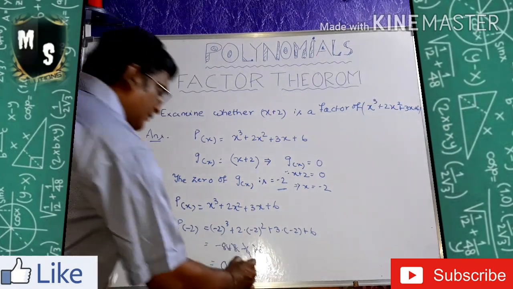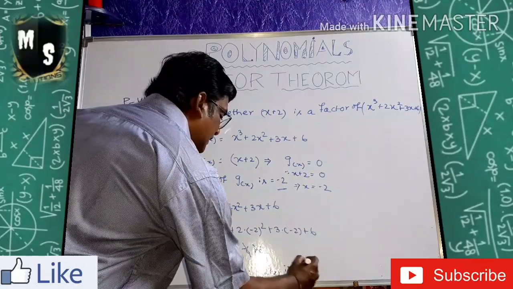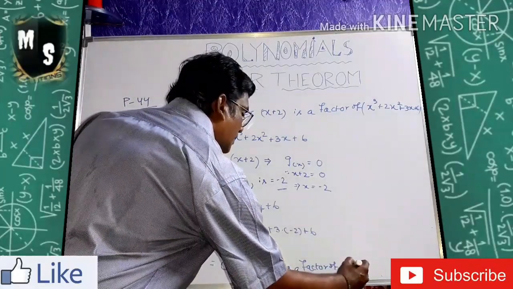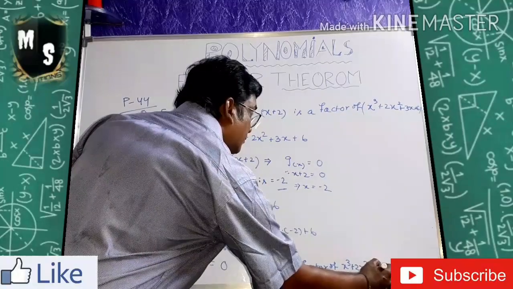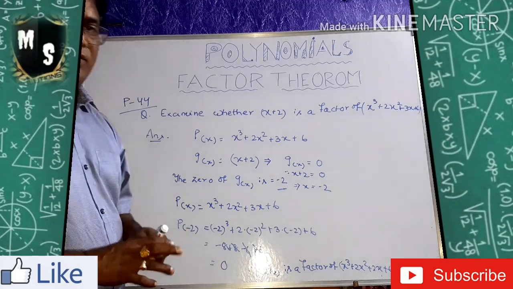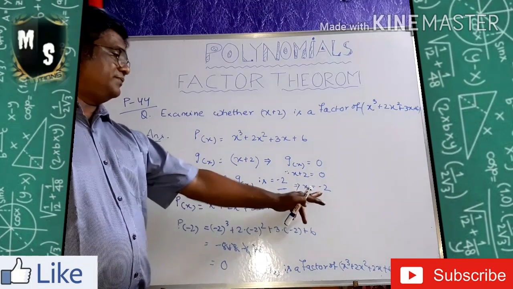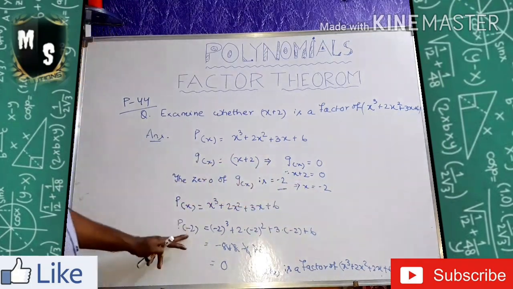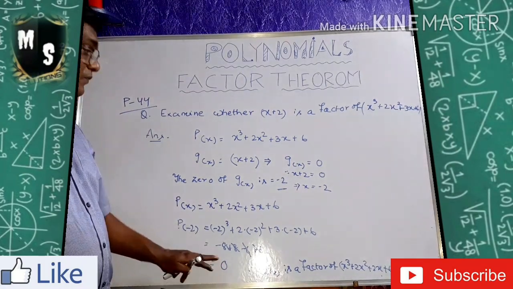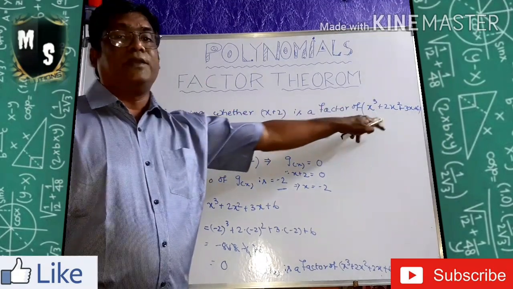So now we can write, therefore x plus 2 is a factor of the polynomial x cube plus 2x square plus 3x plus 6. That is the final answer. So the theorem is saying, if P of A, what is A? A is any real number. Now A can be minus 2. If the polynomial is coming 0, try to remember, then the said polynomial must be a factor of the given polynomial.